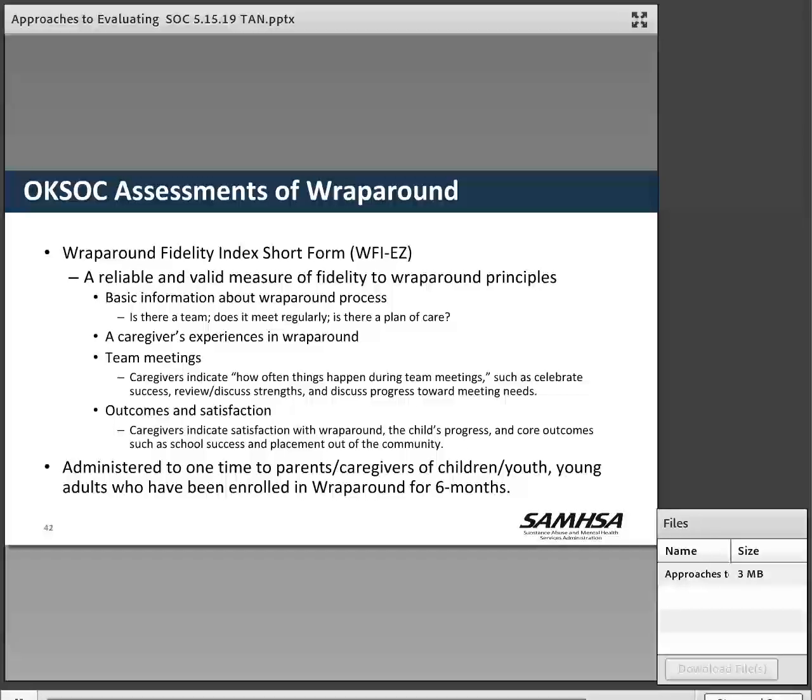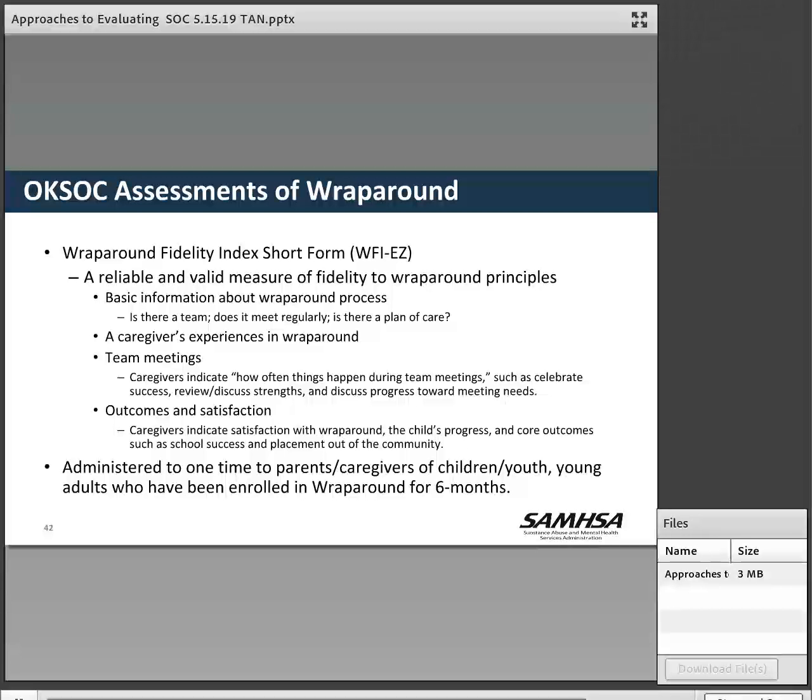In addition, we do administer the Wraparound Fidelity Index short form, or the WFI-EZ. This is administered to all of our wraparound families who are able to stay enrolled and engaged with the program through 6 months. So it's only administered at one point, but it is administered across the state. So we have several thousands a year who are receiving the WFI-EZ. It is conducted by the wraparound providers themselves, and it gives us information on a caregiver's experience in wraparound, the team meetings, and outcomes and satisfaction.